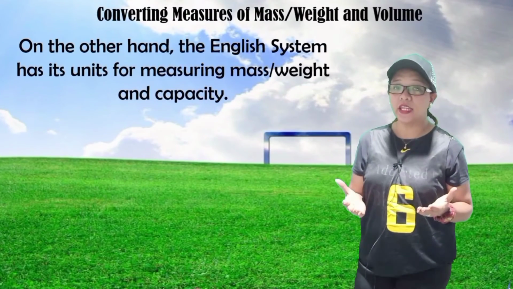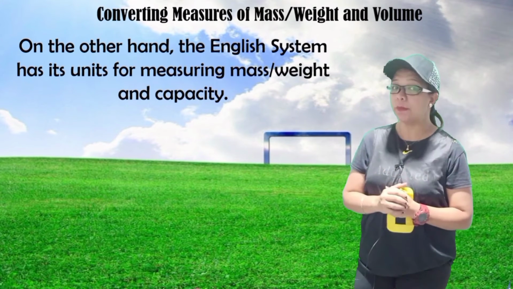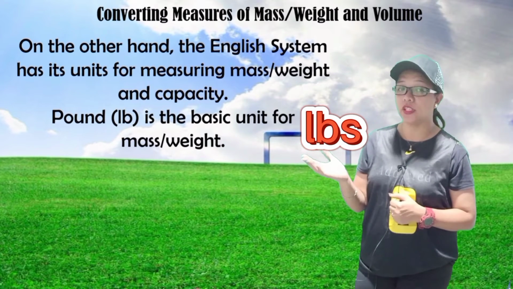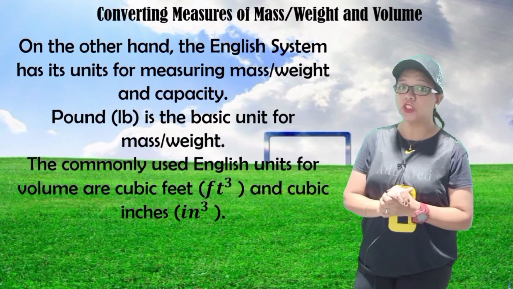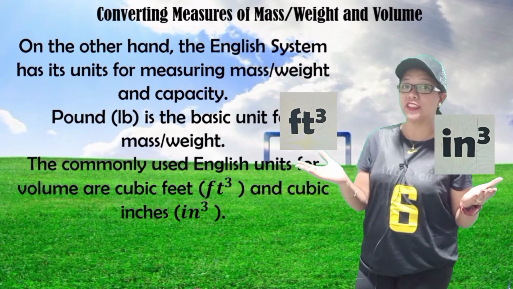On the other hand, the English system has its own units for measuring mass, weight, and capacity. Pound is the basic unit for mass and weight. The commonly used units for volume are cubic feet and cubic inches.